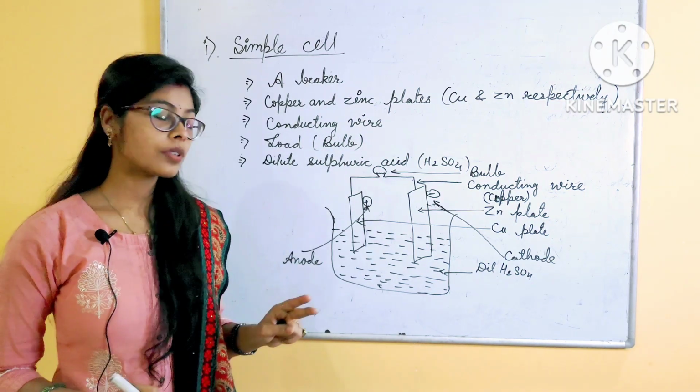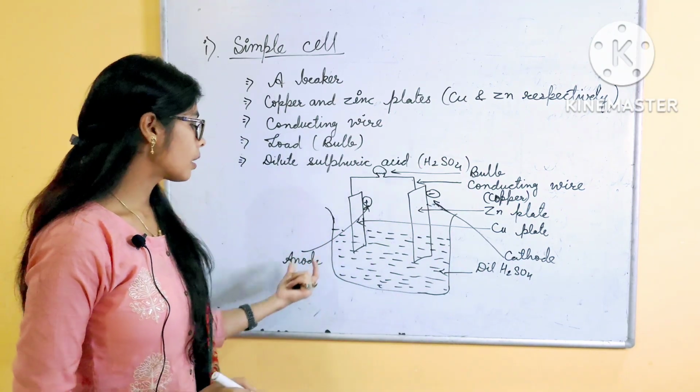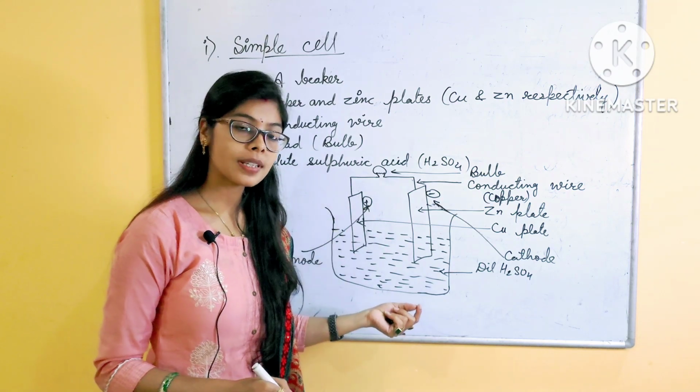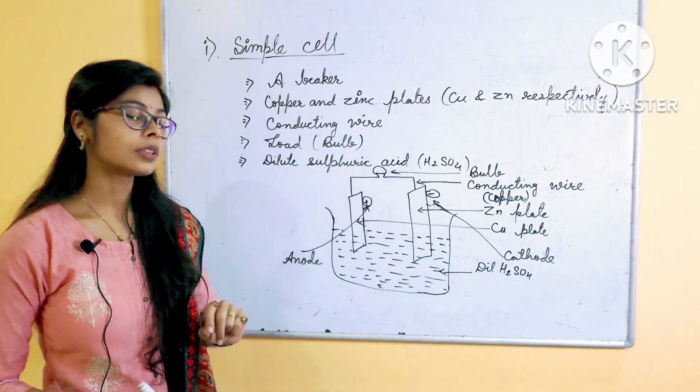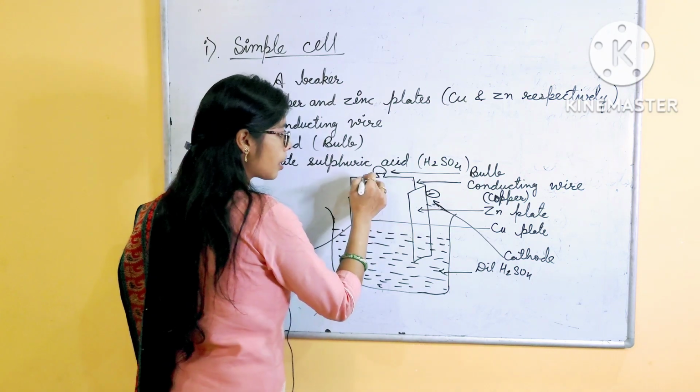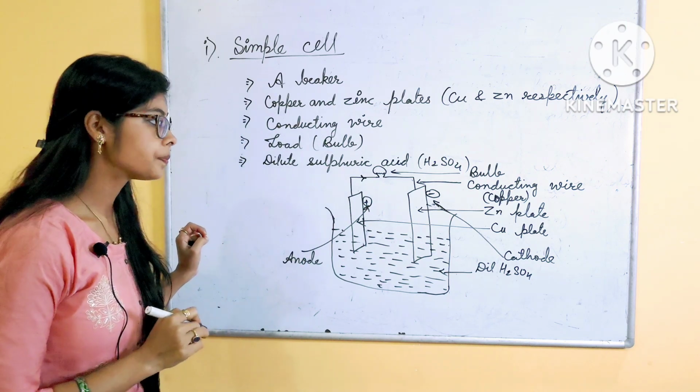So we have two terminals in this. First is anode and second is cathode. Anode is the positive terminal of a simple cell and cathode is the negative terminal of a simple cell. Current always will flow from positive to the negative terminal.